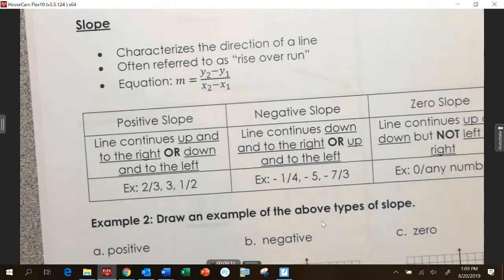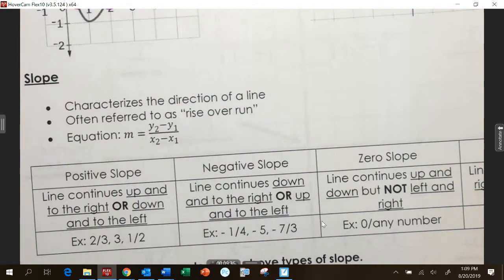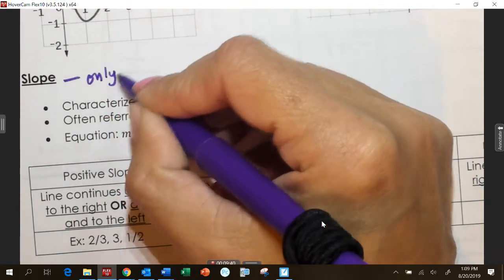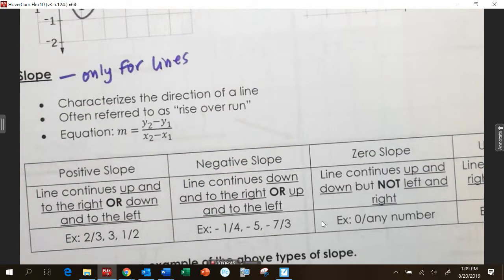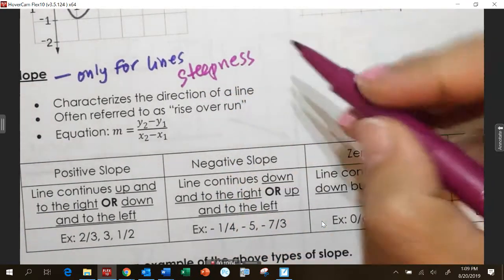Okay, next is review over slope. So slope is only used for lines. It's only used with lines. Slope is only for lines. We're going to use the word slope if we're talking about a line. What does it have to do with the line? Like what about the line? The steepness, the angle that it's at? I like to use the word steepness, but angle works too. No. I know what you meant.